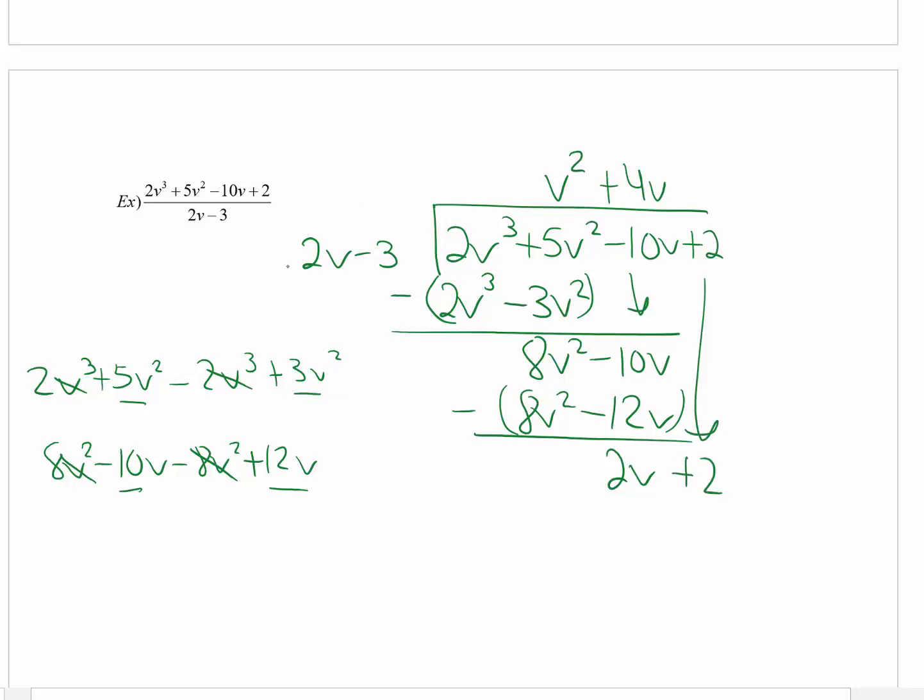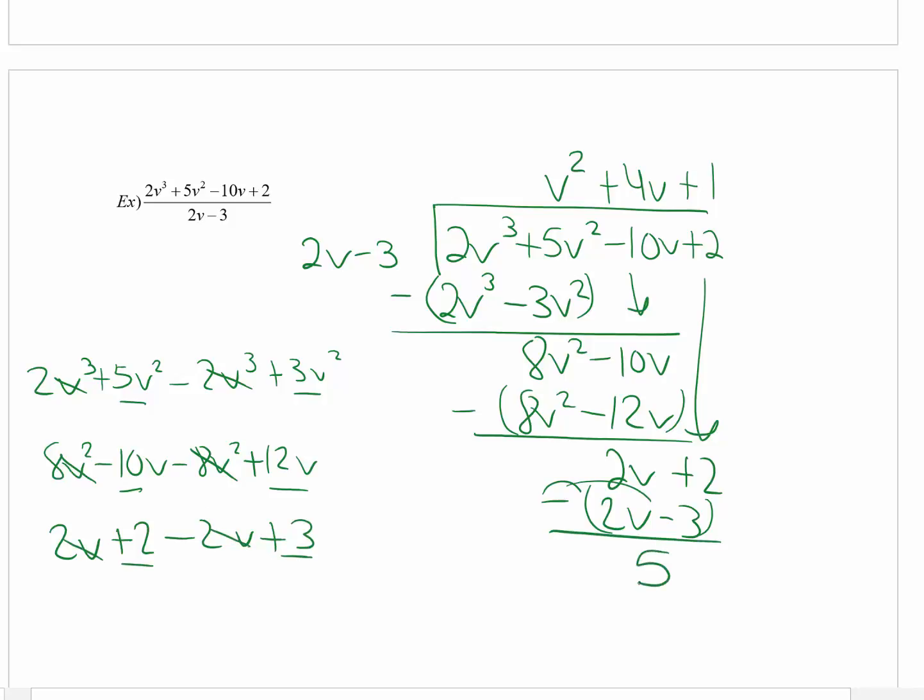So now, what do I multiply this leading term by to get this leading term here? Well, that is a positive 1. So 1 times 2v is 2v. 1 times negative 3 is negative 3. Subtract. I'll do that on the side. Distribute the negative. The 2v subtract out. 2 plus 3 is 5. So that is what my remainder is. Because it's positive, I'll put plus 5 over the divisor. If my remainder was negative, I would put plus and then put a negative there. I will not check this answer in this video. I'll let you do that on your own.